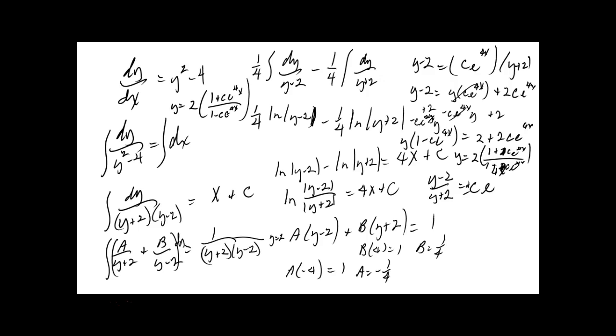If you put c equal to 0 here, you get y is equal to 2. So with a choice of c equals 0, you do get y is equal to 2, the steady state constant solution. However, there's no value of c you can put in there that will make y equal negative 2. Not in this solution. Okay?